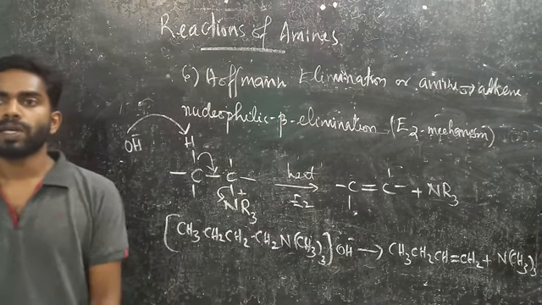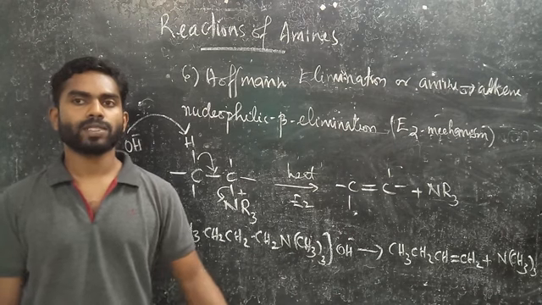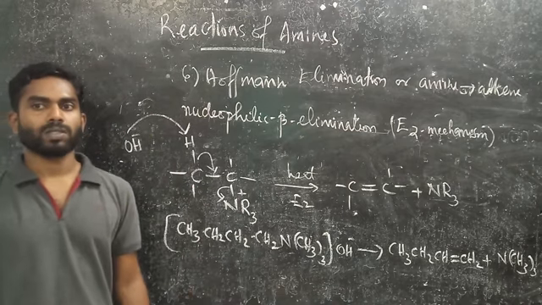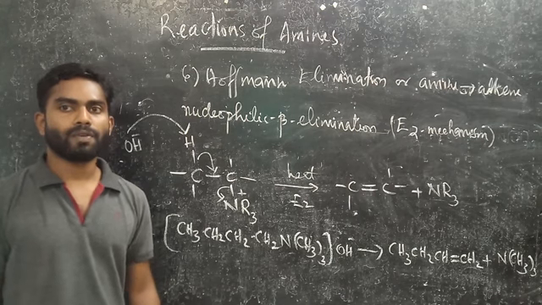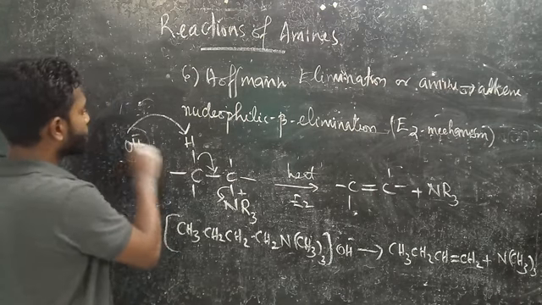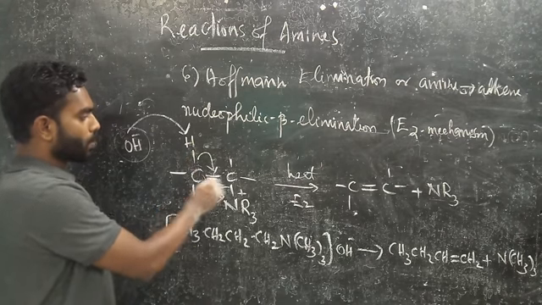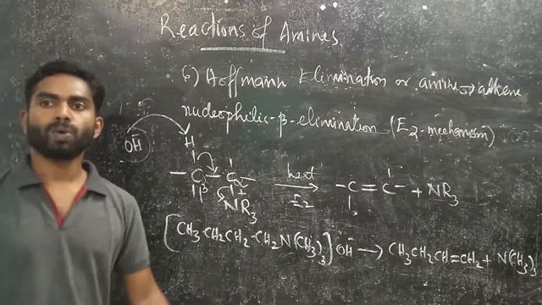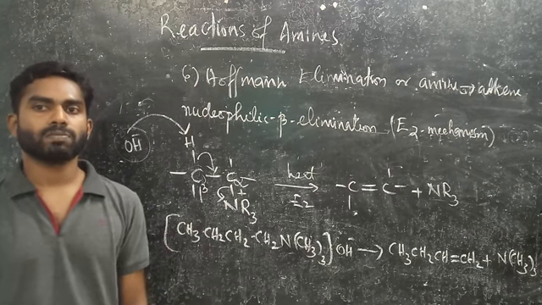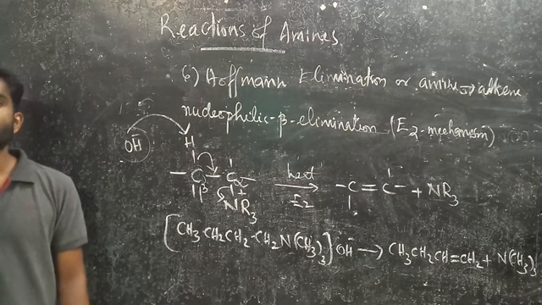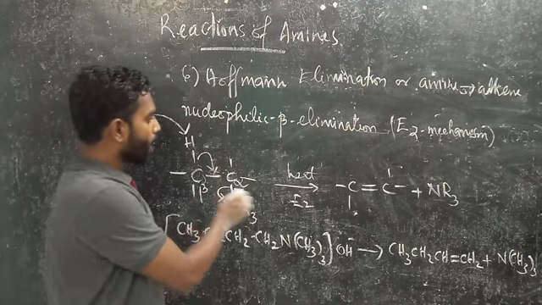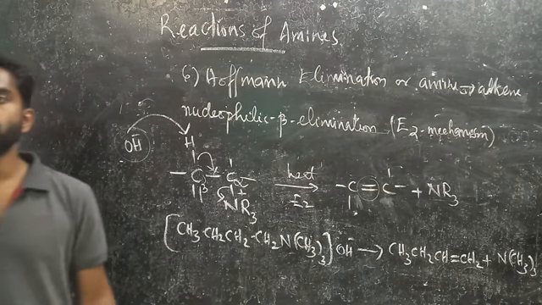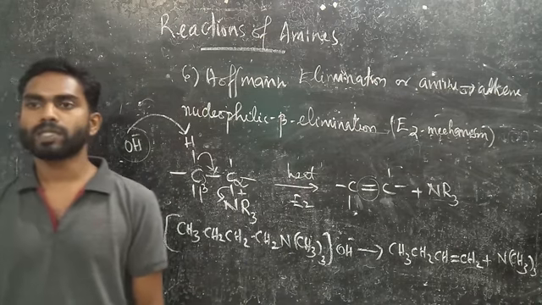The E2 mechanism for the reaction involves a concerted pathway that comprises the following occurrences. The base OH minus pulls a hydrogen away from the beta carbon atom. This is the alpha carbon atom and this is the beta carbon atom. A new pi bond is formed between the alpha and beta carbon atoms.